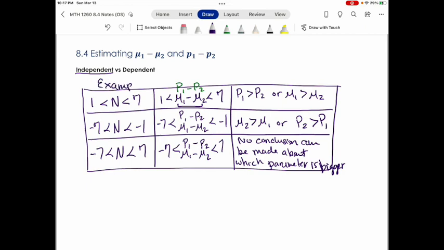So when you look at this chart, I want you to think of this first column as your example to give you some concrete information to help wrap your mind around what's going on here. Then this gives us our actual rule that we're going to use, and this is our result or our conclusion based on what we have for our interval.